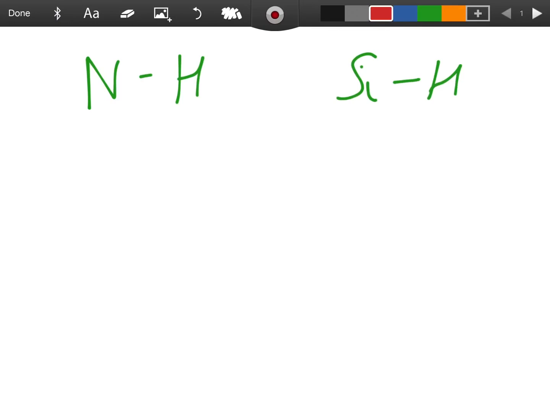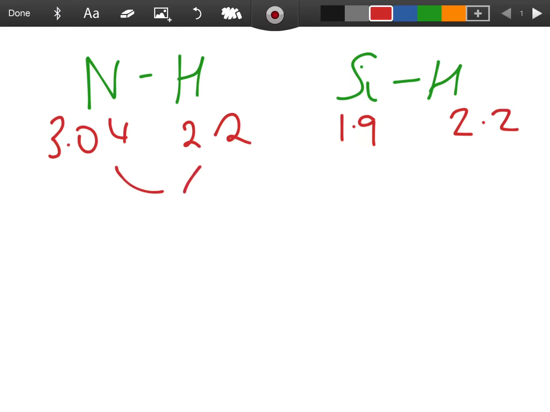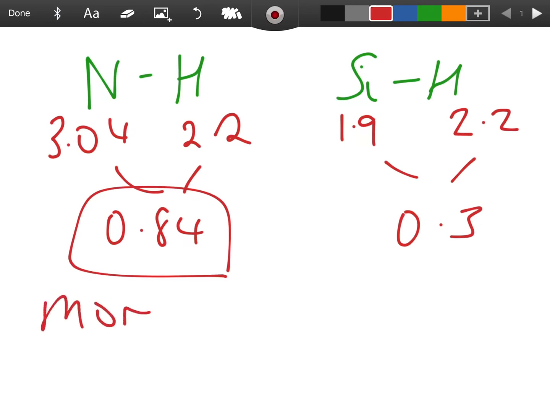Now it says use electronegativity values then to determine which bond is more polar, okay? So when you look up the values, you're going to get nitrogen is 3.04, hydrogen is 2.2, silicon is 1.9, and hydrogen is 2.2. The difference there is 0.84. The difference between these two is 0.3. So clearly, this bond here is going to be more polar, which is what they asked you to do.